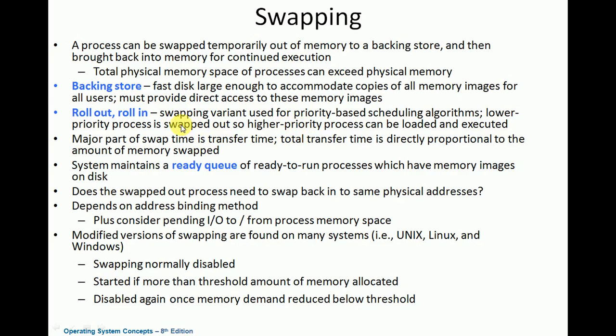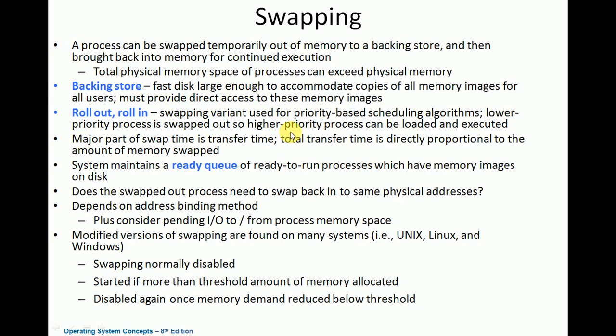There are two operations carried out in the swapping process: roll out and roll in. Roll out is moving a process from main memory to backing storage, and bringing that particular process back to main memory from the backing storage is called roll in.